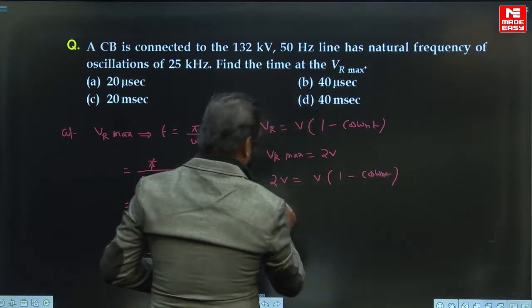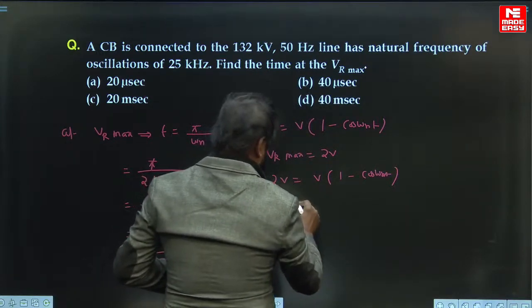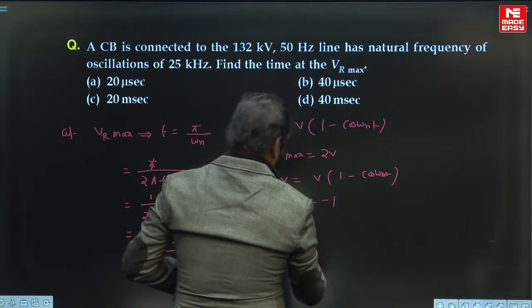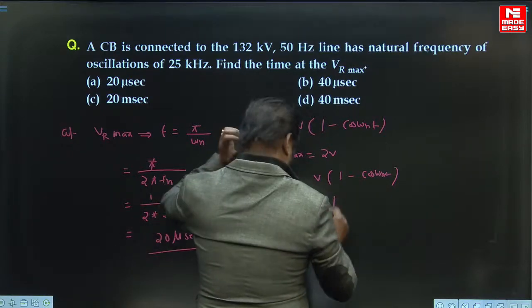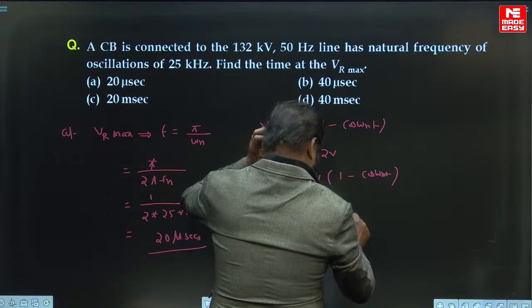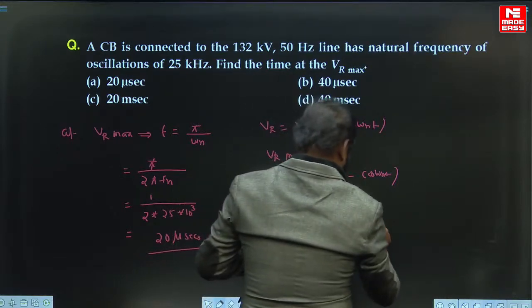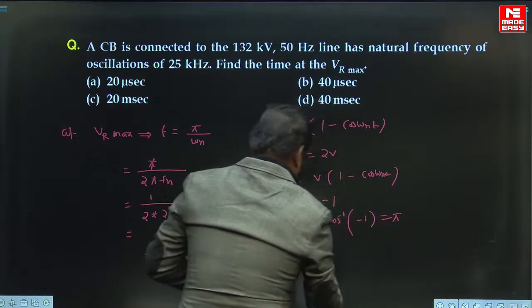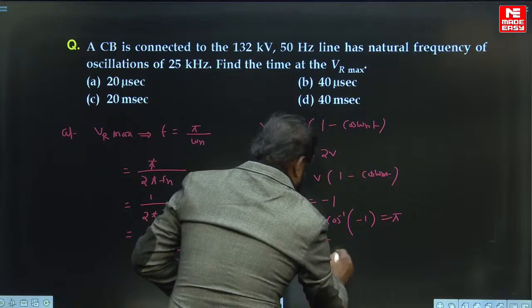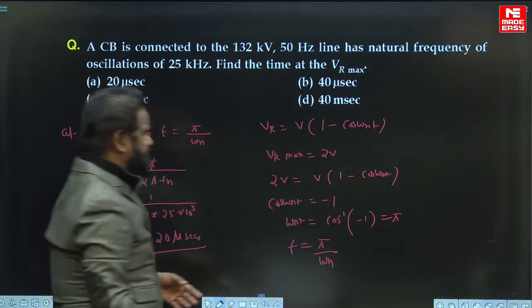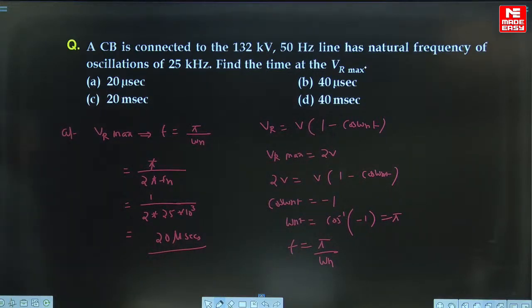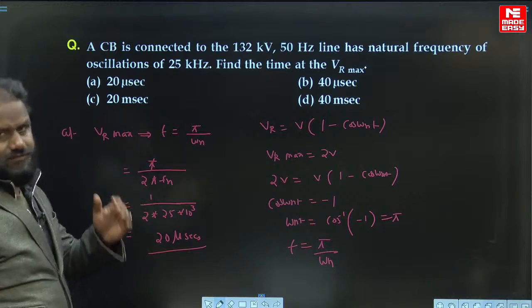So cos omega n T should be equal to minus 1. Thereby omega n T is equal to cos inverse of minus 1, that is equal to pi. So T is equal to pi by omega n. I think this derivation that you have done in control systems also to get the peak time. Okay.